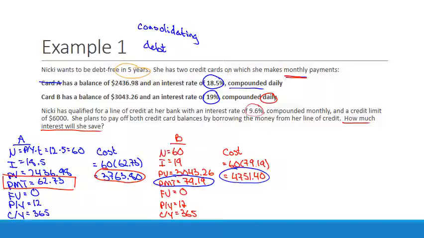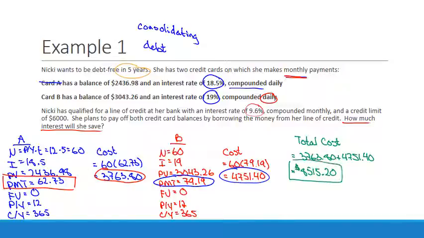So that's why she wants to get out of these credit cards and get into something with a smaller interest rate. So I guess before I move on, the total cost of going with the credit cards would be these two amounts added up. Okay, and then I get that's $8,515.20.